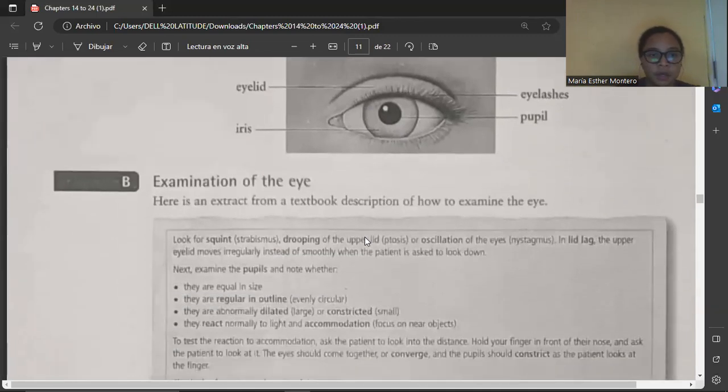B. Examination of the eye. Here is an extract from a textbook description of how to examine the eye. Look for a squint, strabismus, drooping of the upper lid, ptosis, or oscillation of the eyes, nystagmus. Lid lag: the upper eyelid moves irregularly instead of smoothly when the patient is asked to look down.